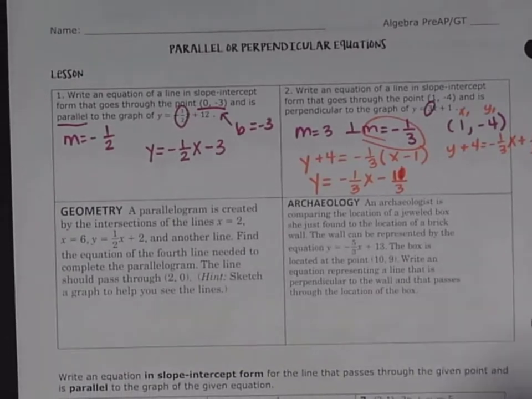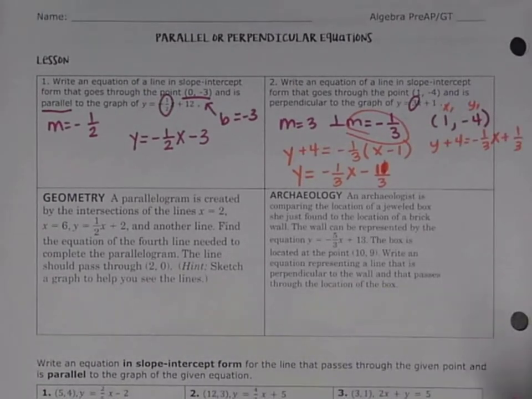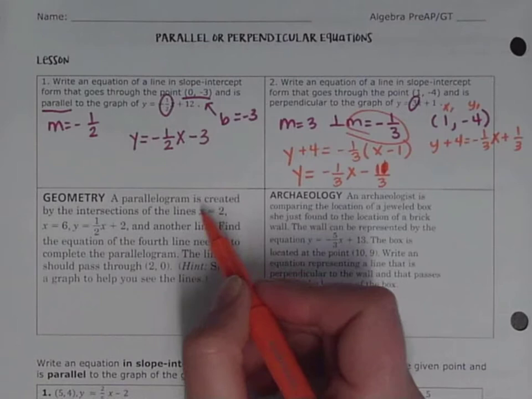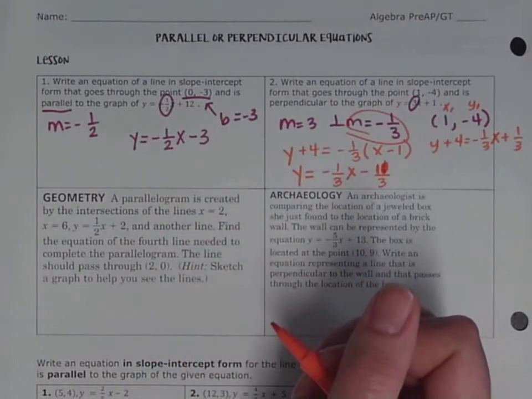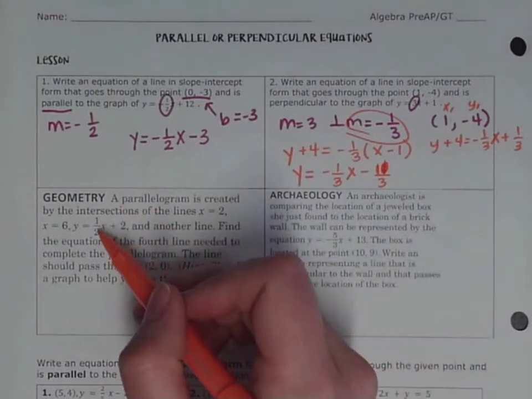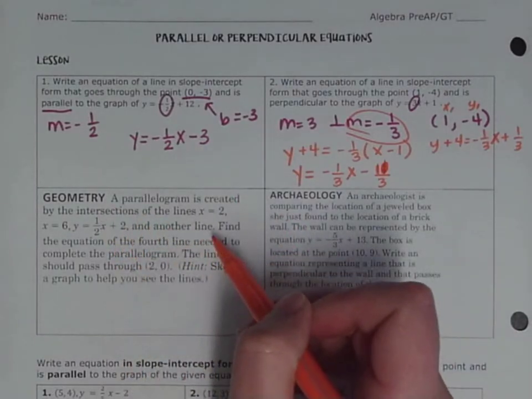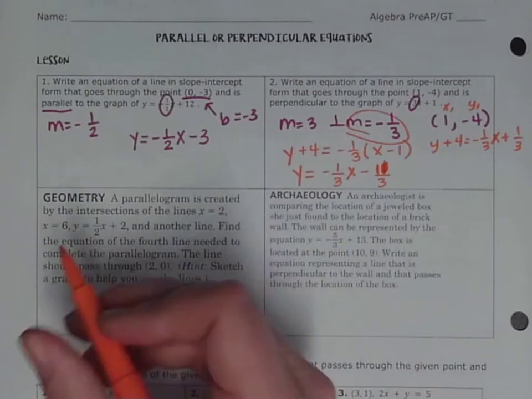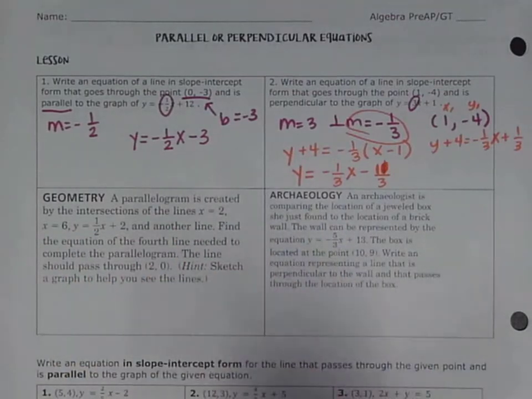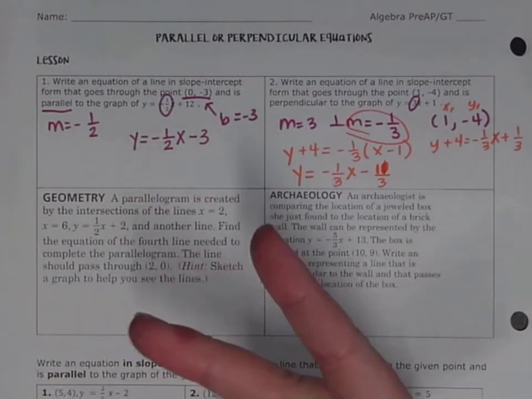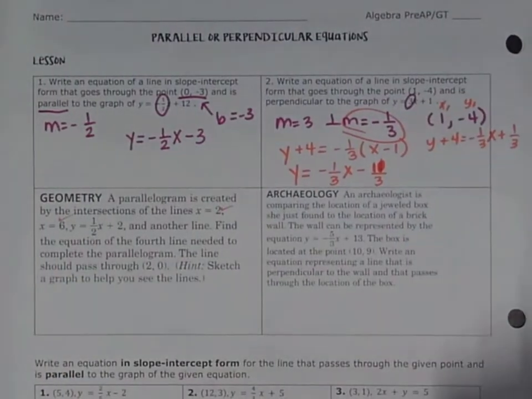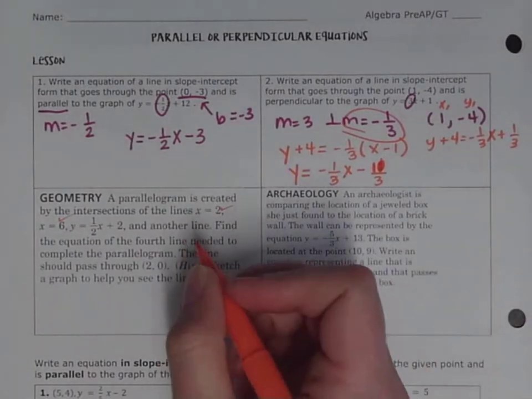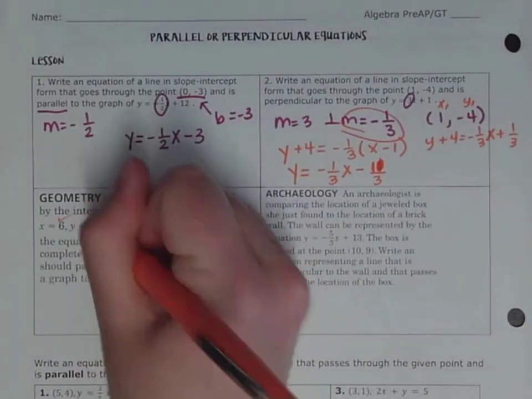Alright, now when can we use this? You might see word problems. A parallelogram is created by the intersections of lines x equals 2, x equals 6, y equals 1/2 x plus 2, and another line. Find the equation of the fourth line. Remember that parallelograms have two sets of parallel lines. So these two are going to be parallel because they both have an undefined slope. So my other line to complete has to have the slope of 1/2.